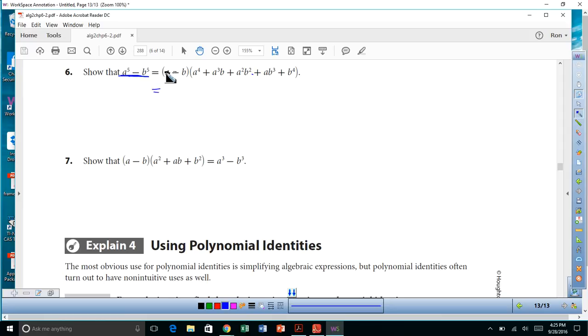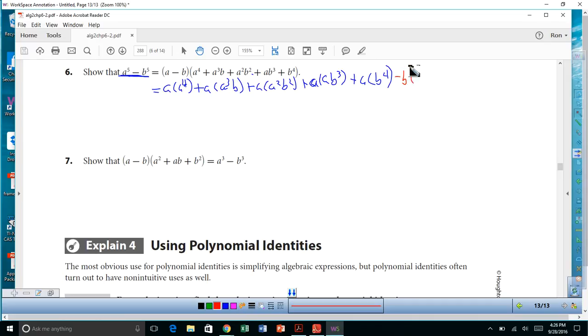So we got a times a to the fourth, and I'm just distributing the a in there, plus a times a cubed b, plus a times a squared b squared, plus a times a b to the third, and then a times b to the fourth. Now we're going to do the minus b in there.